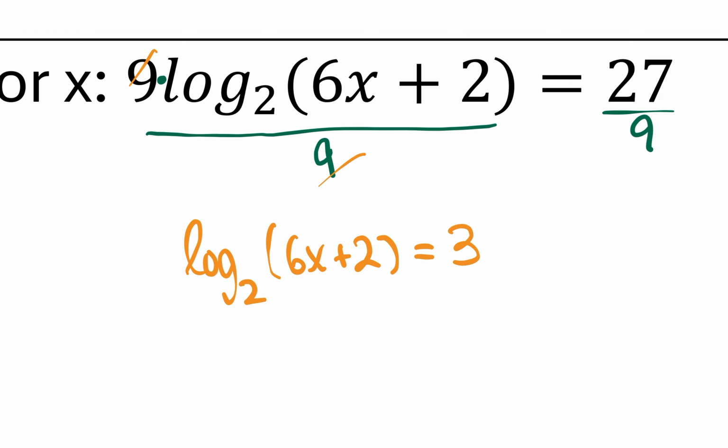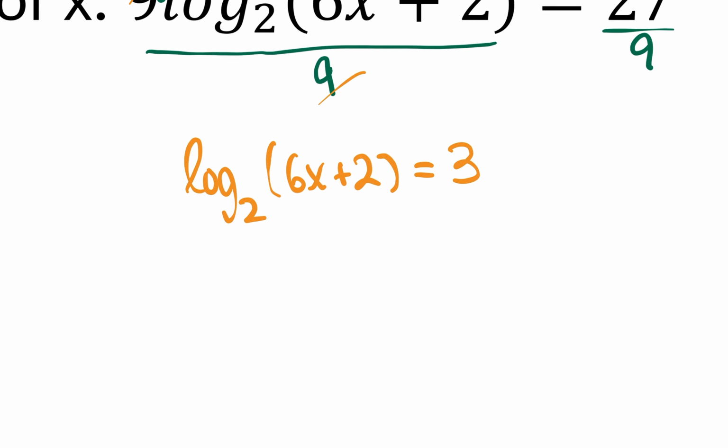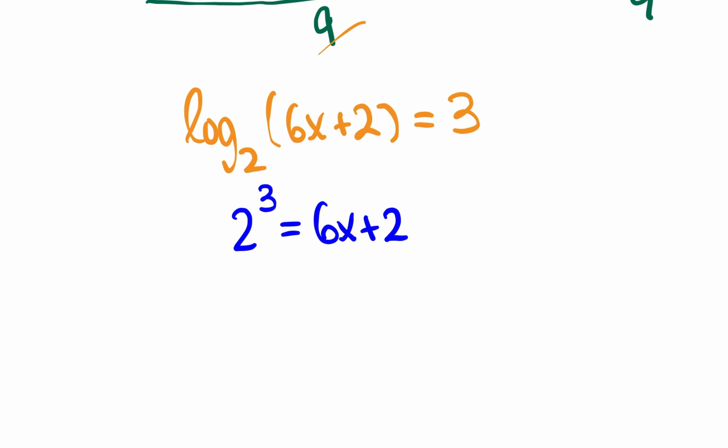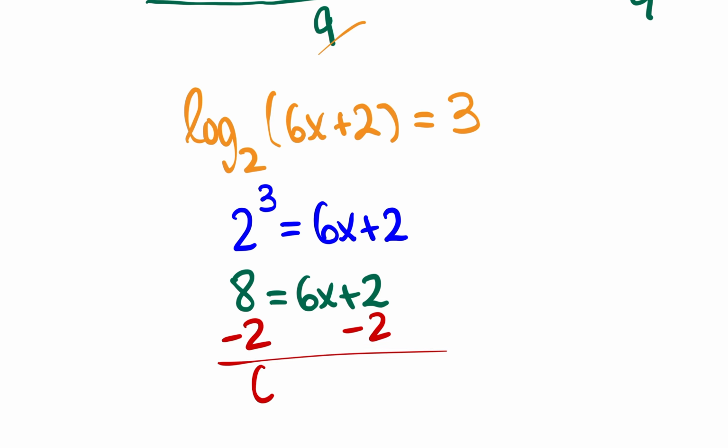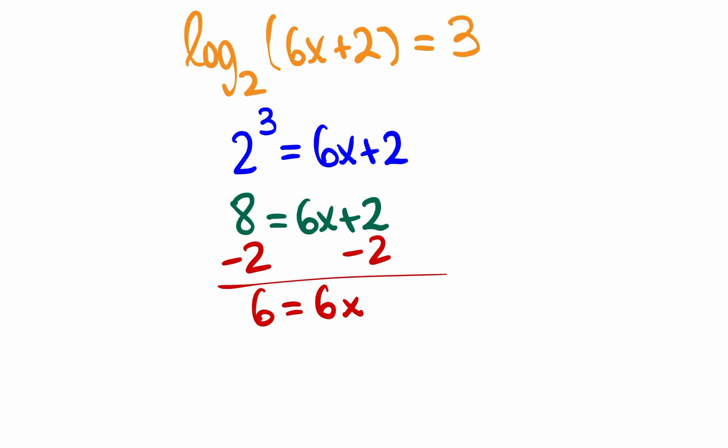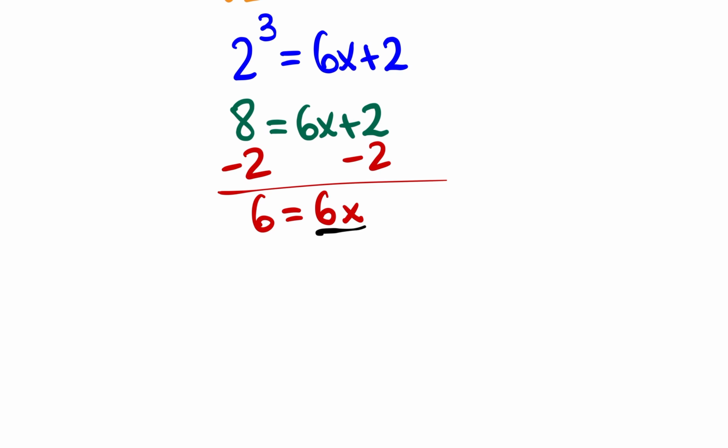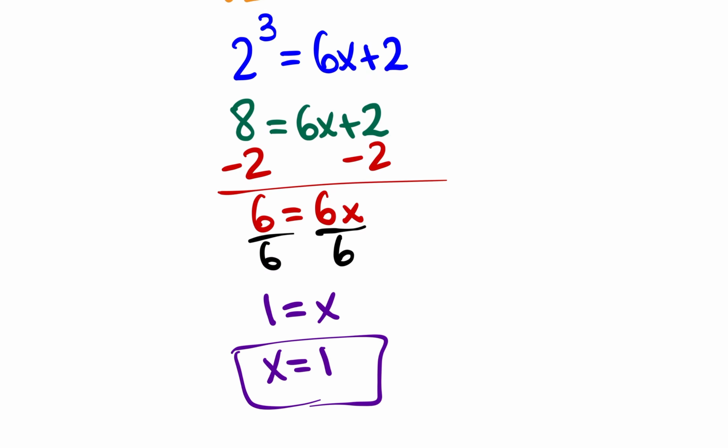We then convert this to the exponential form. We have 2 to the power of 3 is equal to 6x plus 2. We know that 2 to the third power will go ahead and give us positive 8, which is equal to 6x plus 2. We then subtract 2 on both sides. This will leave us with 6 is equal to 6x. We then divide both sides by 6, and this will give us a final solution of 1 equals x, or essentially x equals 1.